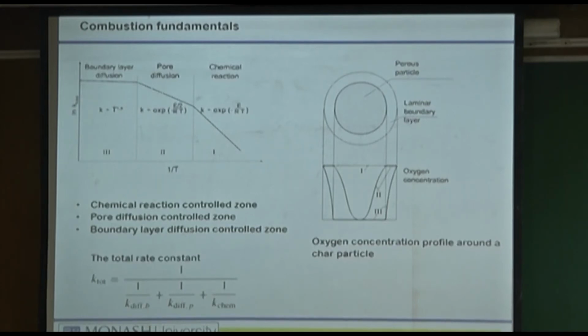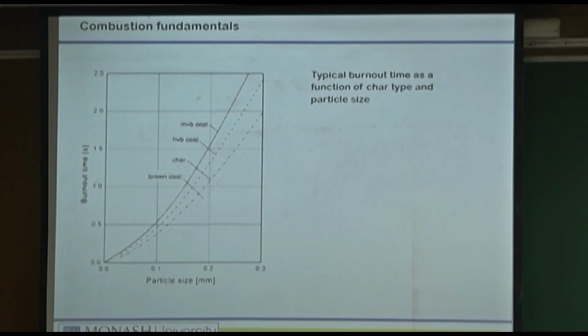So the total rate constant K from the previous expression, this is how it is determined from the individual values. As engineers, what we need to know a little bit more about is the typical burnout time as a function of char type and particle size, and that's why this is interesting. So the starting particle size is, for example, up to 300 micron. But then, what is the particle size by the time it has gone to the highest temperature? That's debatable, because they are no longer the same particle size anymore.